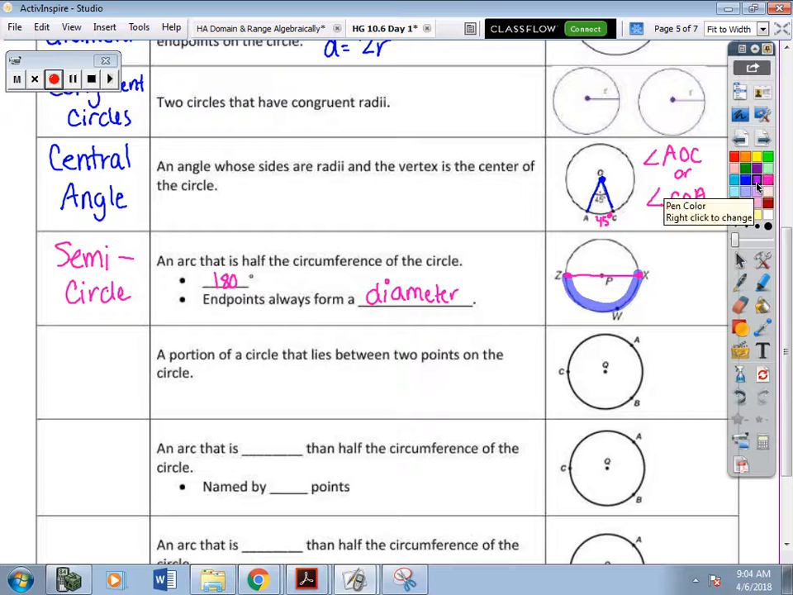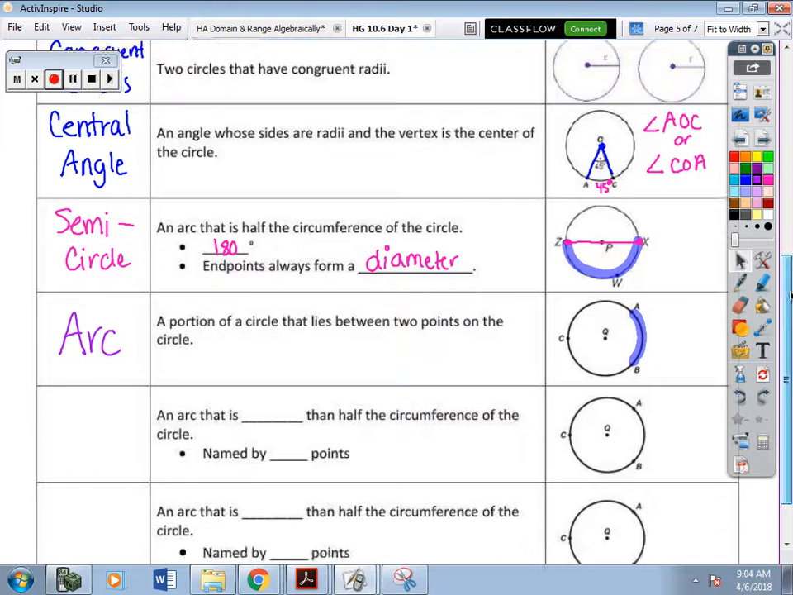All right, the bottom parts are our arcs. The first one is just a definition of an arc. An arc is a portion of a circle that lies between 2 points. So for example, AB would be an arc. So would BC and so would CA, but I'll just mark one of them.